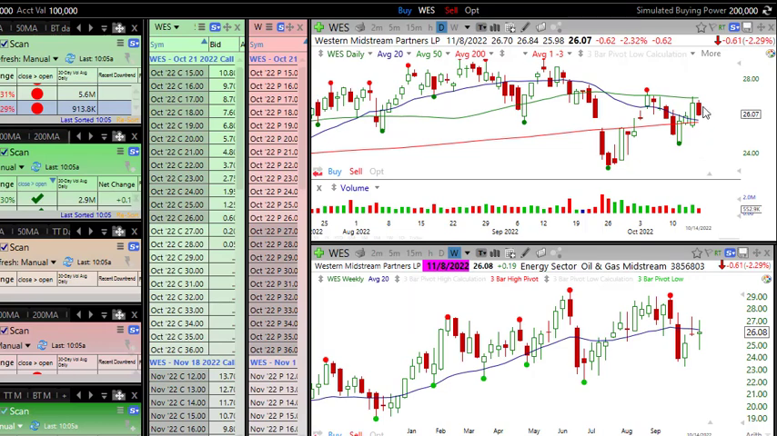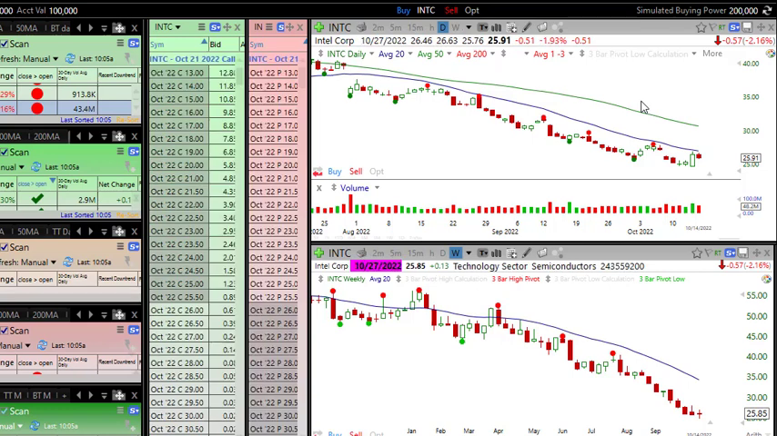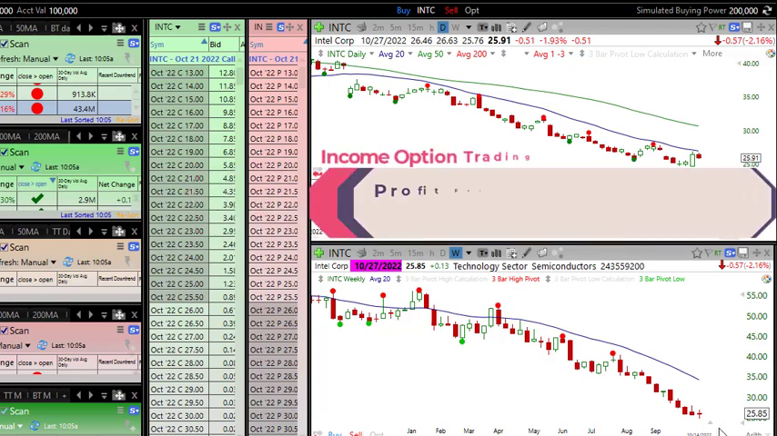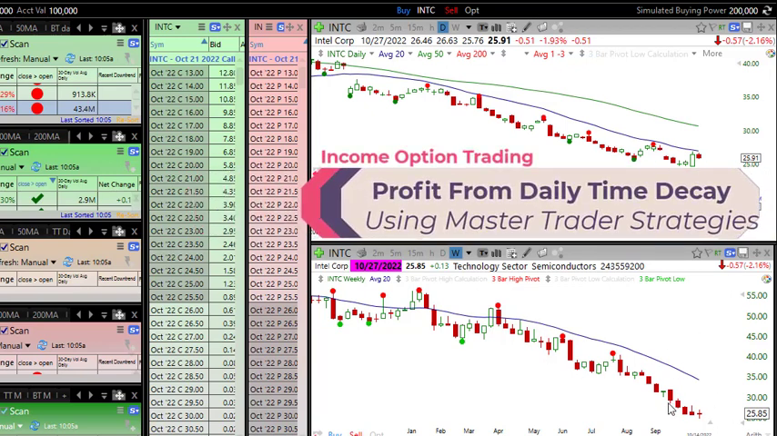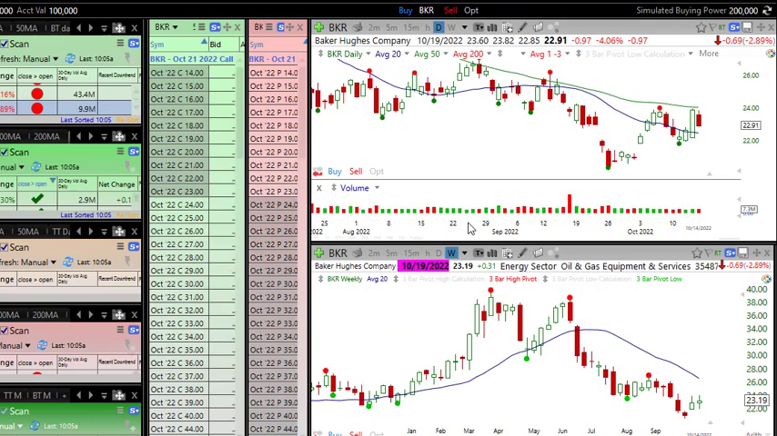WES, retracement too deep and no price void, don't like that one. Intel's a 1, 2, 3, and this is a good candidate to sell out of the money puts on just because it's also a climactic buy setup on the weekly and monthly chart. It's been beat up so bad, but I would never buy that stock unless you liked it fundamentally for some reason.